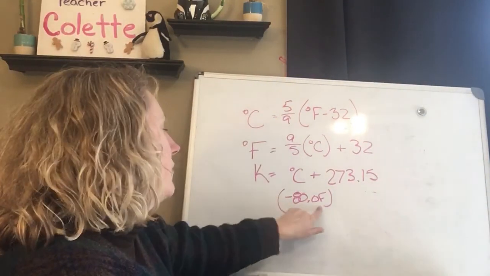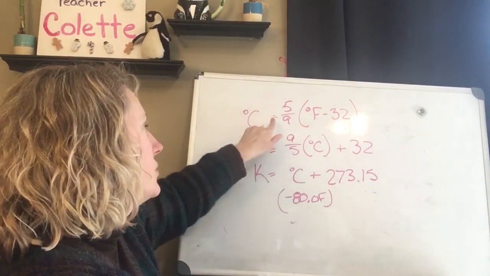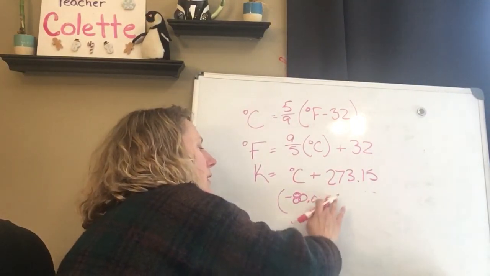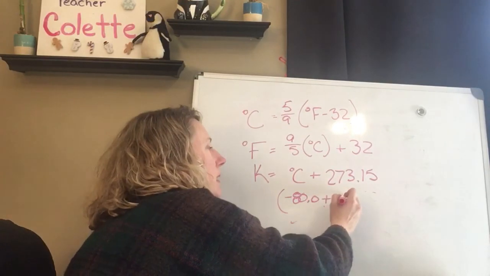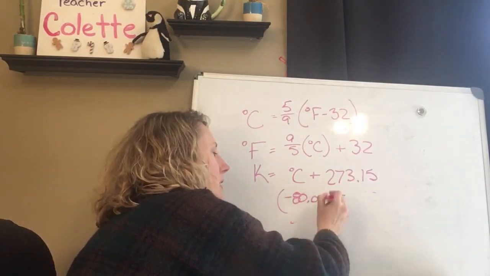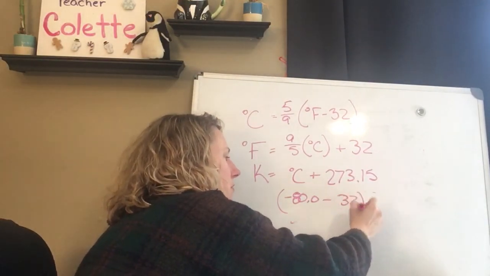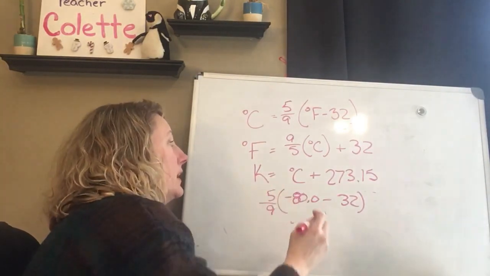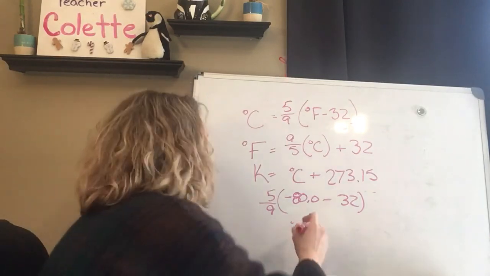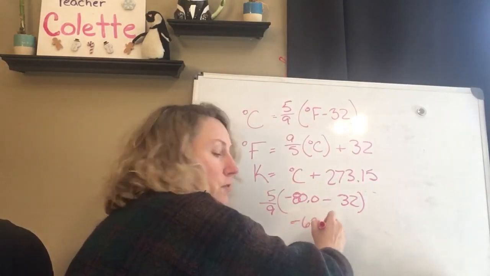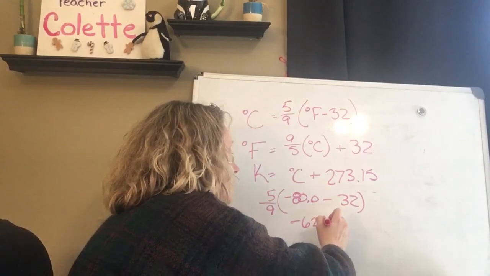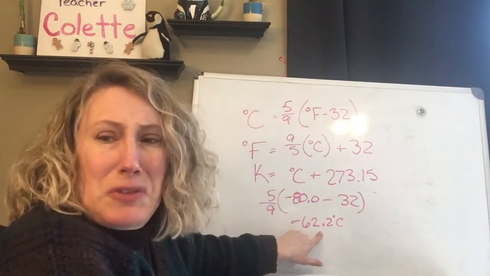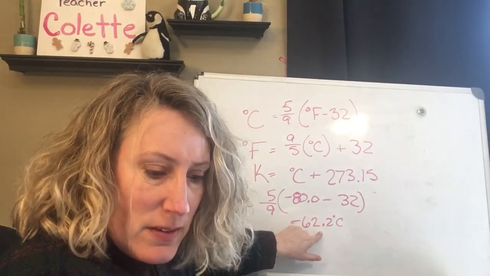Well, first, if it's in Fahrenheit, I'm going to have to convert to Celsius. So I'm going to have to subtract 32 first, and then I'm going to have to multiply by 5 and divide by 9, and that's going to give me negative 62.2 degrees C. Ooh, brr, that's cold. I'm guessing that's in Alaska somewhere.